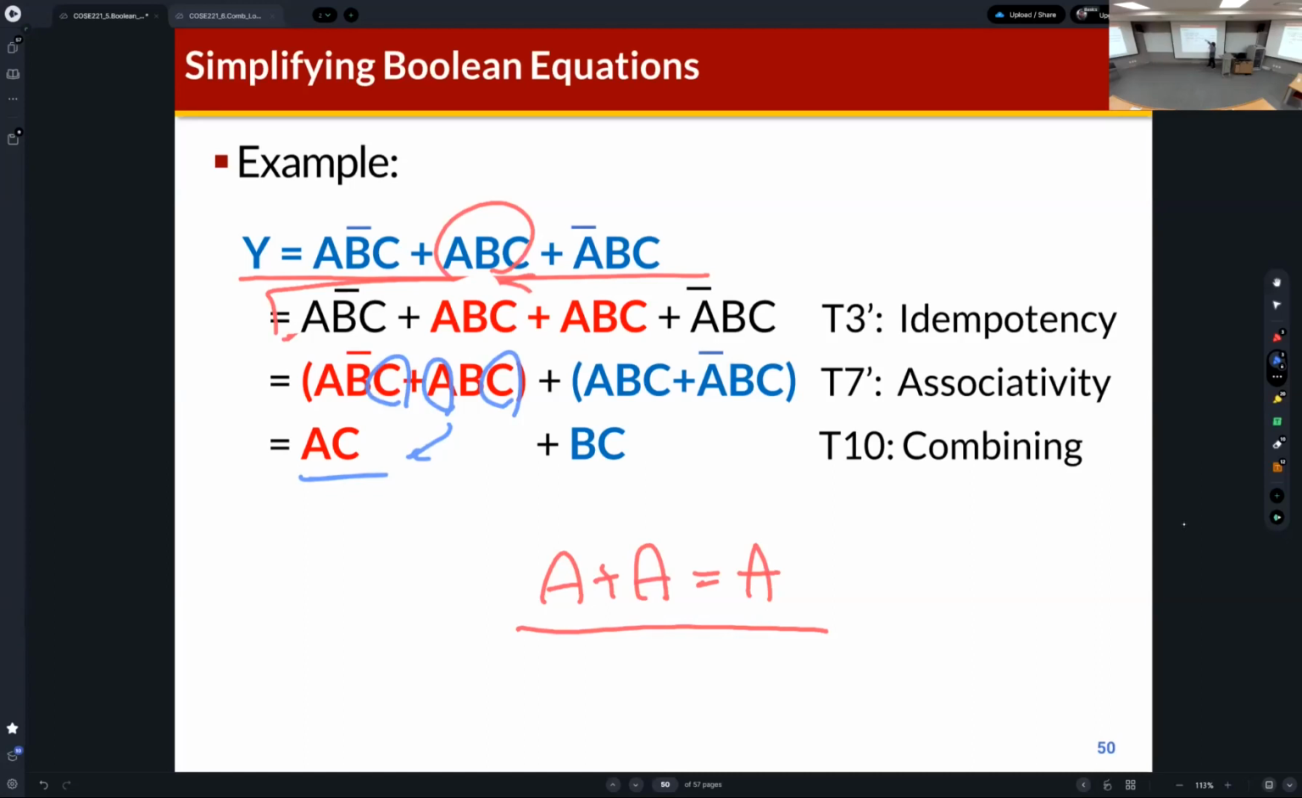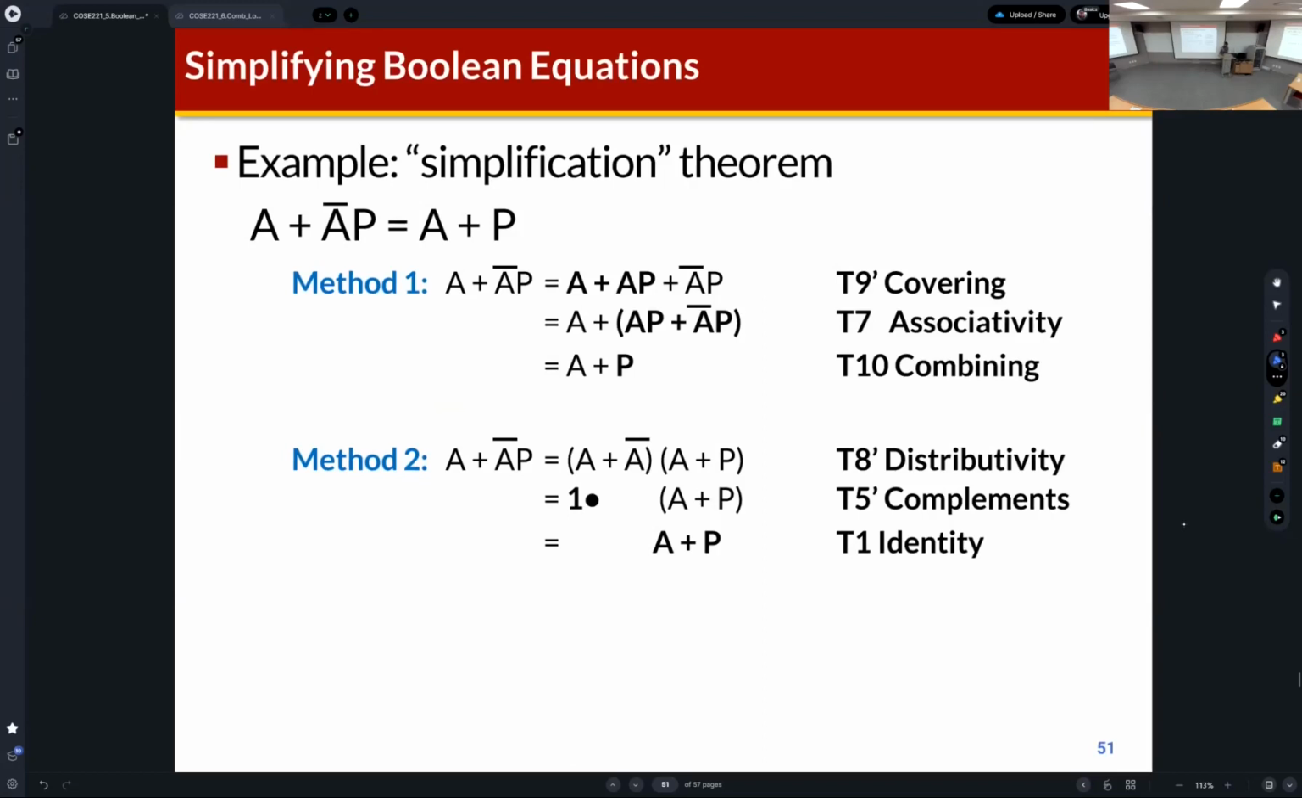Also, we can apply the same theorem to ABC and A bar BC. So this is the common term, BC, and then we can find A and A bar. A plus A bar equals 1. So we can rewrite it as BC. So actually, this equation can be rewritten as AC plus BC. As you can see, this is the simplified equation. You can apply the theorem like this.